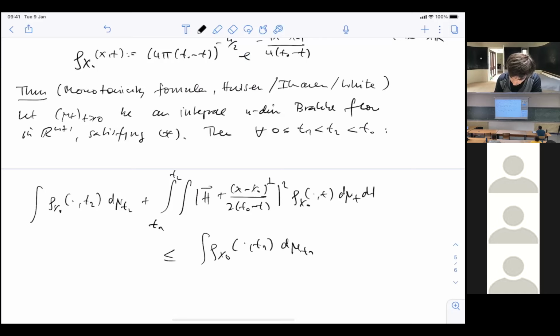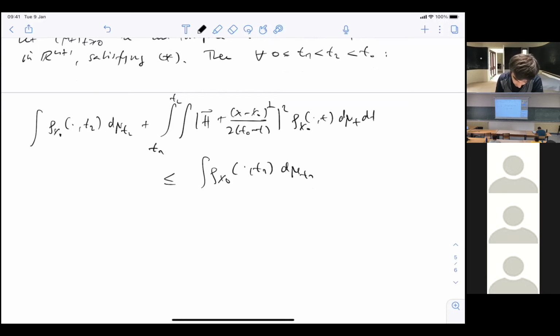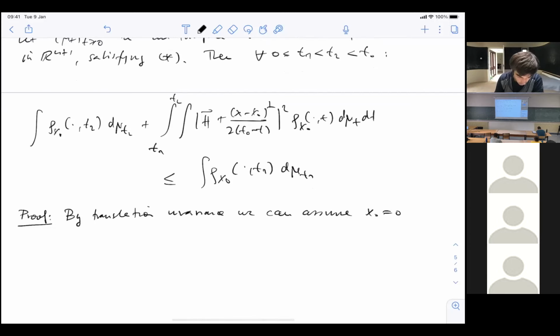Okay, let's prove this and see if we can get this. So here's a proof. By translation invariance, we can assume that x0 is 0. We just shift x0 to the origin. Let rho be rho of 0, T0. So this is the heat kernel we're looking at.